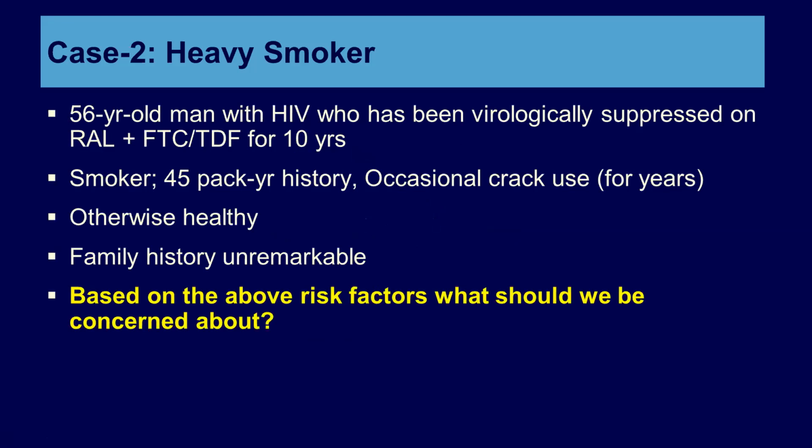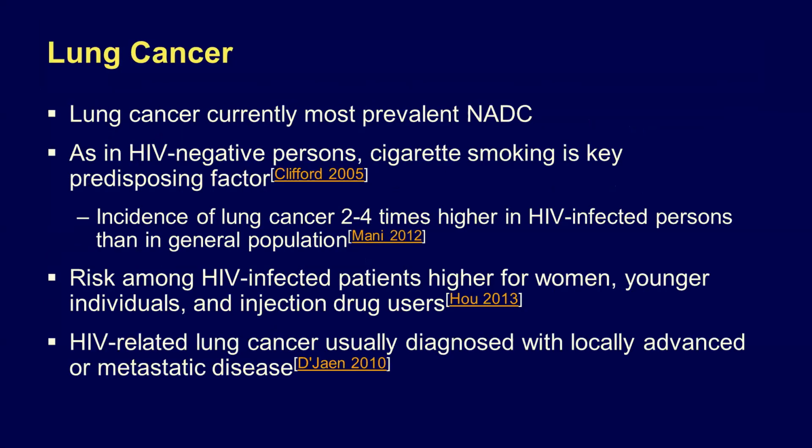So here's case number 2, a heavy smoker, and you'll hear all this morning, smoking is associated with increased incidence and prevalence of these cancers, so try not to do that. Here's a 56-year-old man with HIV. His virus is suppressed. Here's his antiretroviral regimen. He's a smoker, 45 pack-years, with occasional crack use. He's otherwise healthy, family history unremarkable. Based on these factors, what should we be concerned about? So let's take a look.